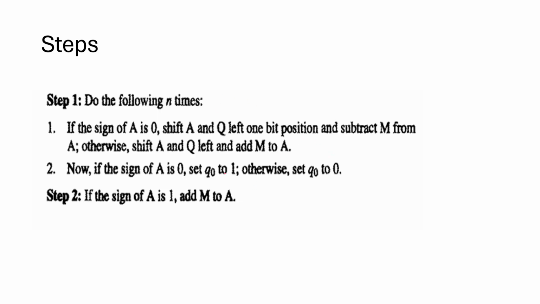First you need to check the sign bit of A. If the sign bit is 0, you need to do the shift operation between A and Q, that is left shift, and then subtract M from A. Otherwise, if the sign bit is 1, you need to shift and add M to A. To subtract M from A, that is A minus M is equal to A plus 2's complement of M. So depending on the sign bit of A, we decide whether M should be subtracted from A or added to A.